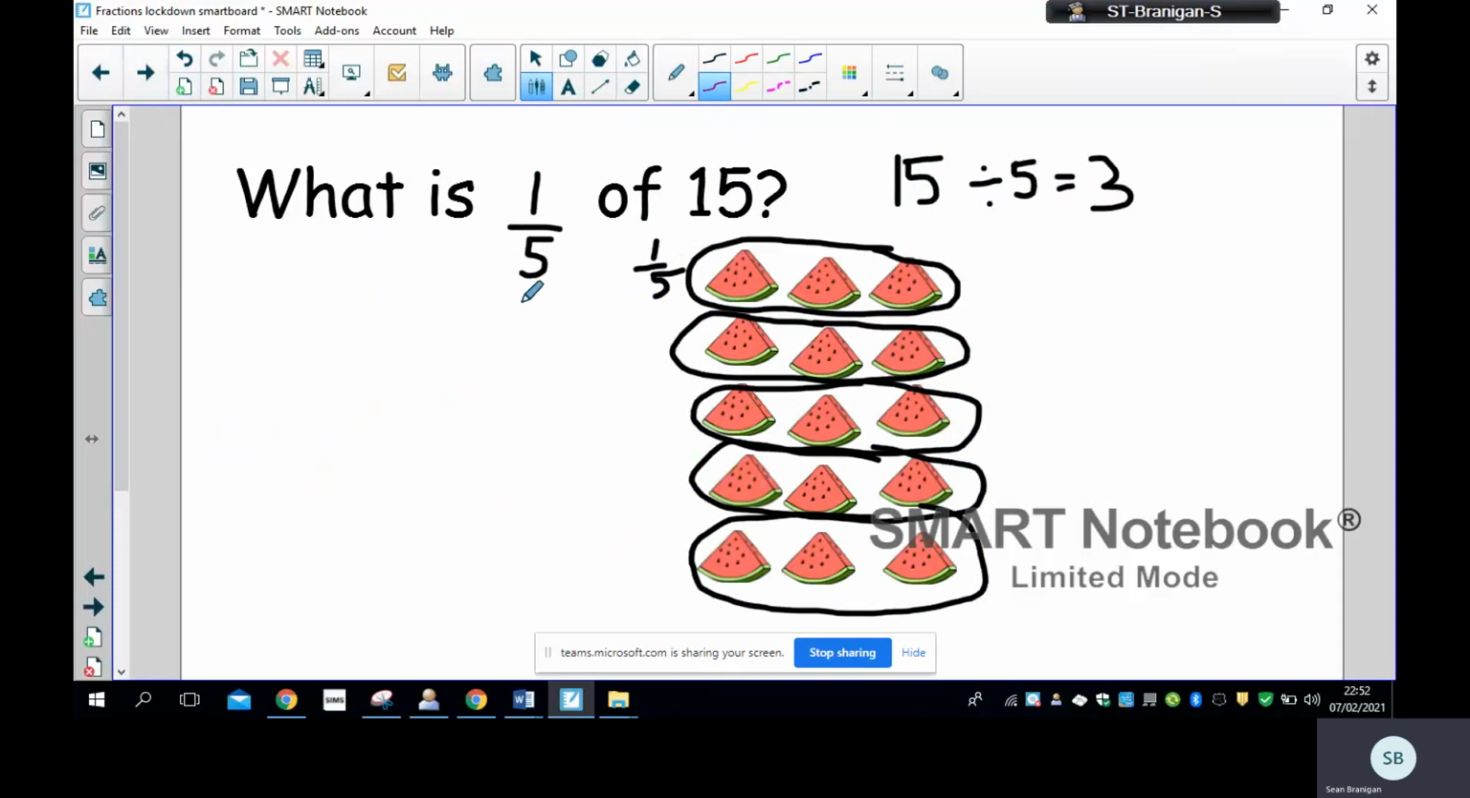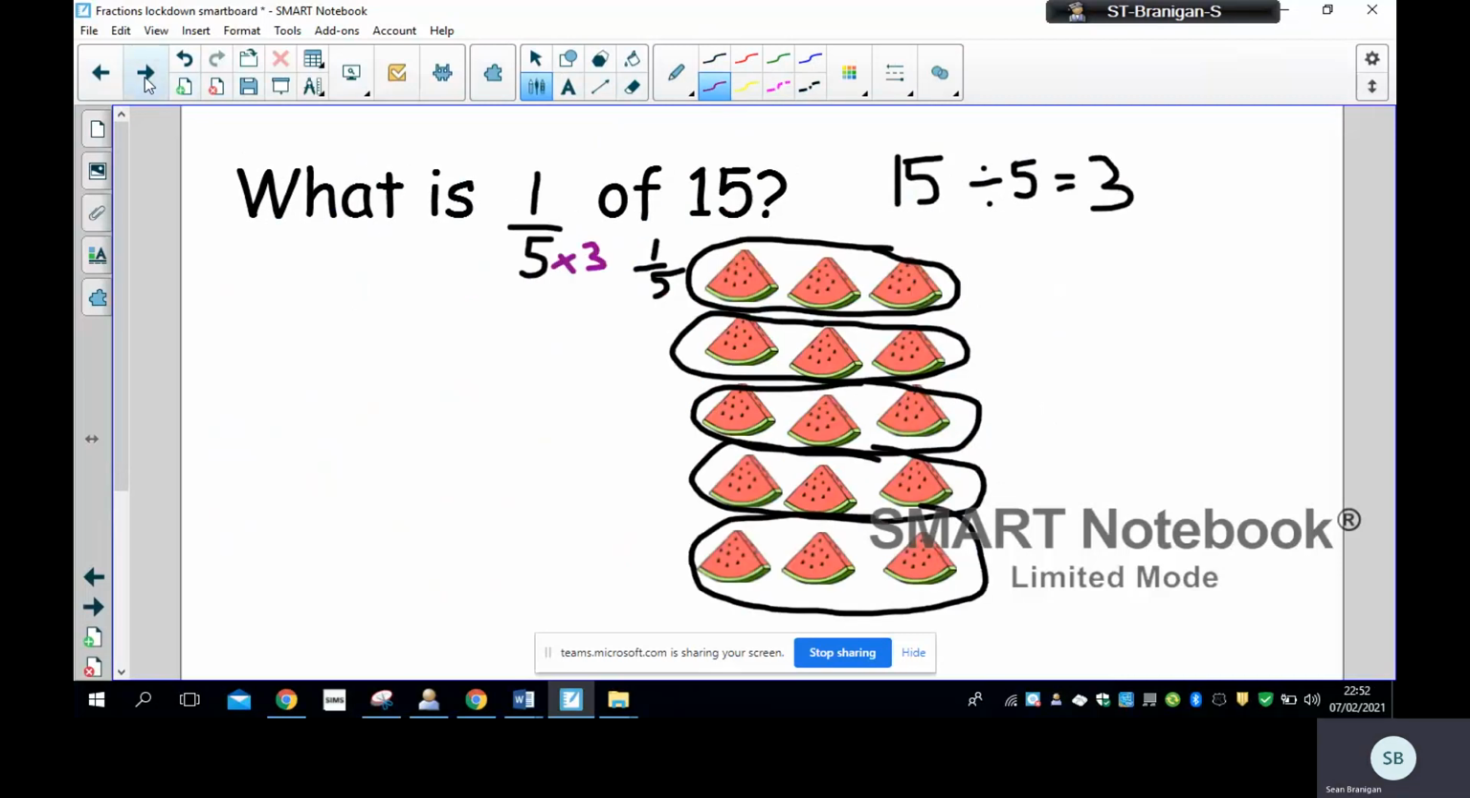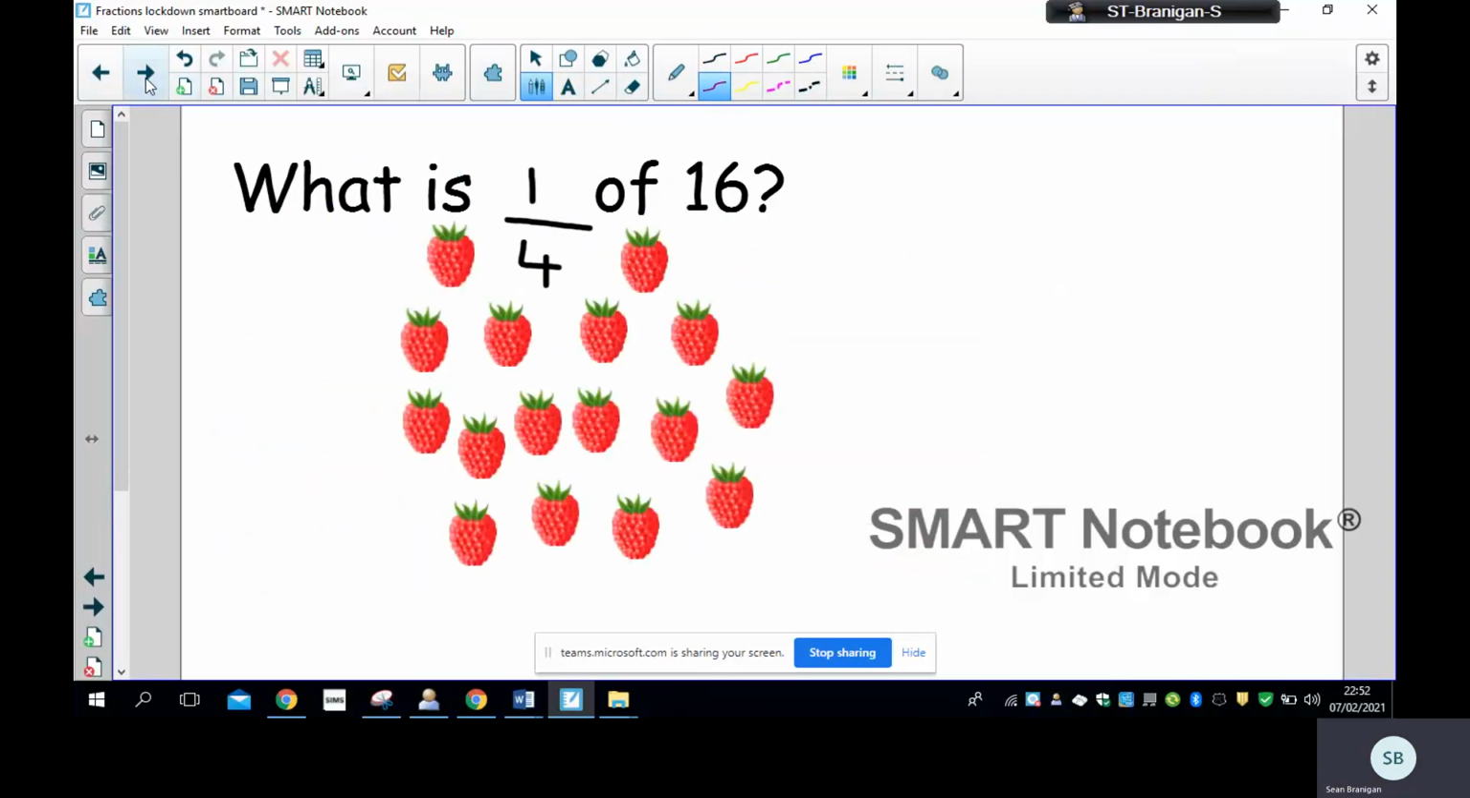5 times 3 is 15, so the answer is 3. And 3 times 4 is 12. You can use your times tables to answer this.